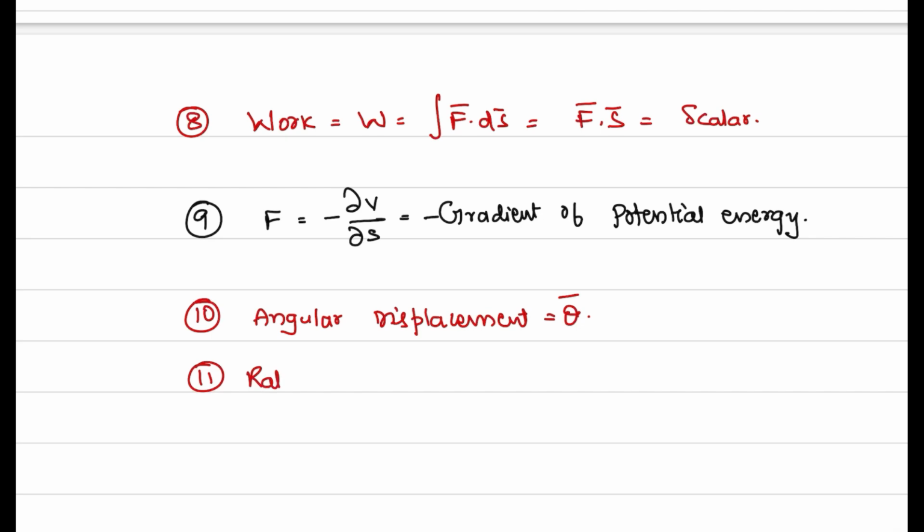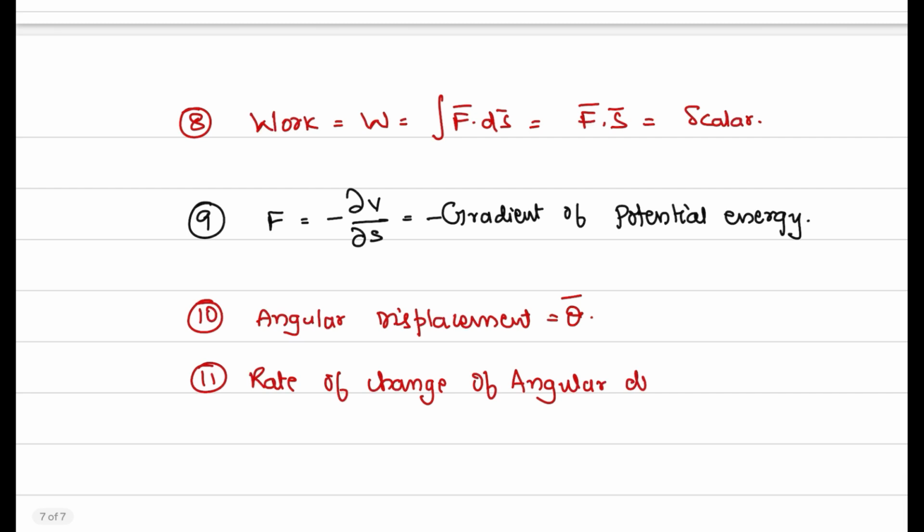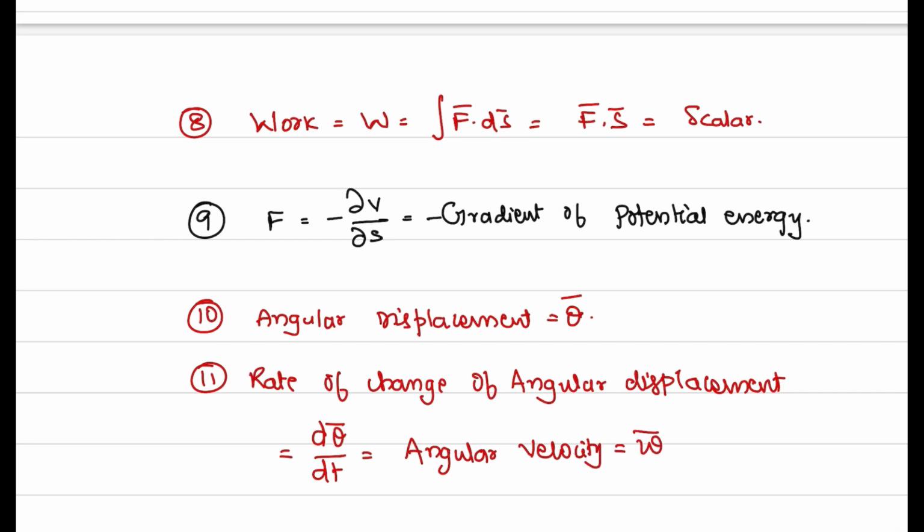Rate of change of angular displacement is equal to d theta by dt. That is equal to angular velocity. Very, very important parameter, omega. It's a vector, angular velocity.